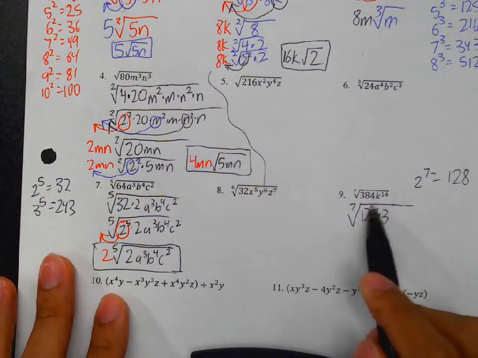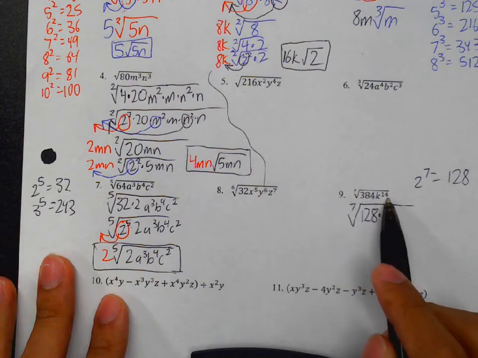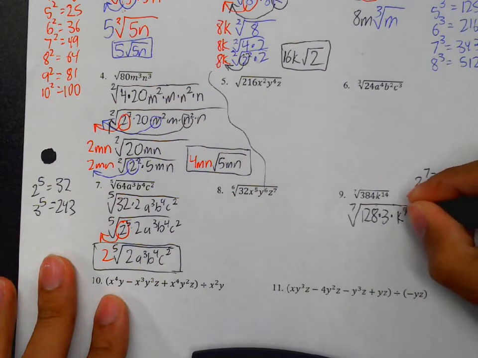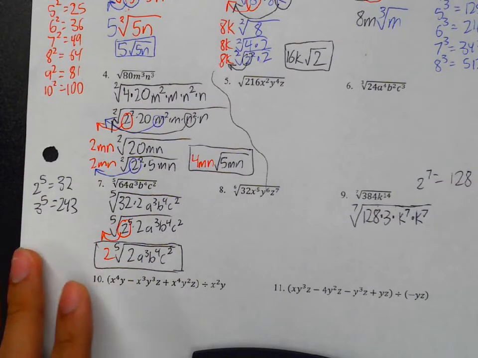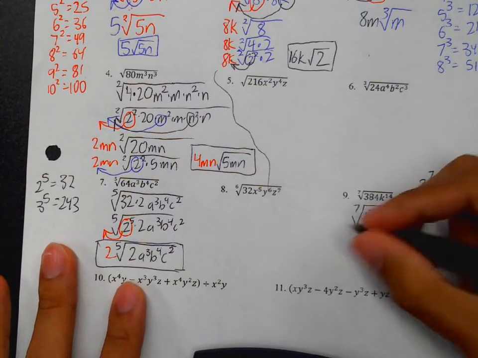Okay, now for the k's, again, my goal is to make k to the 7ths. I have 14 to work with, so I use 7 of them up to make one group, but 14 minus 7 means I still have 7 left over, so I can form another group. And again, 128 is 2 to the 7th power.